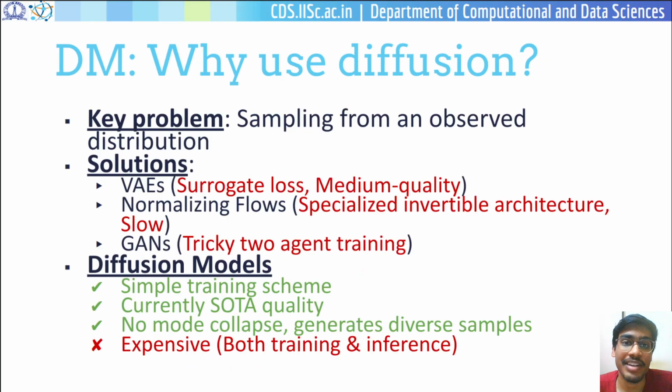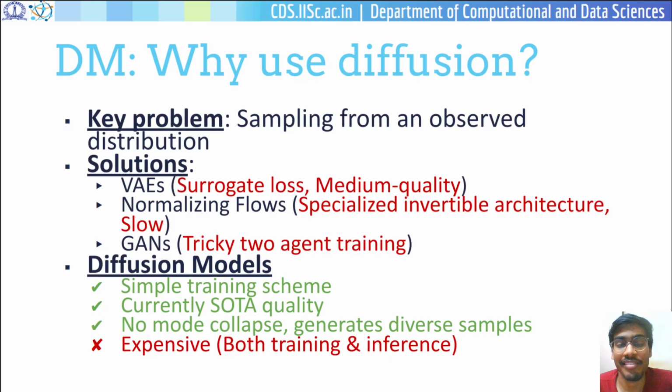So where and why should we use diffusion models? The key problem that it solves is the well-known problem of sampling from an observed distribution, or generative modeling. We can imagine having a set of samples, which could be images, videos, text, speech, etc. And we want to generate more samples that resemble the samples of the dataset. In these situations, you would be using diffusion models.